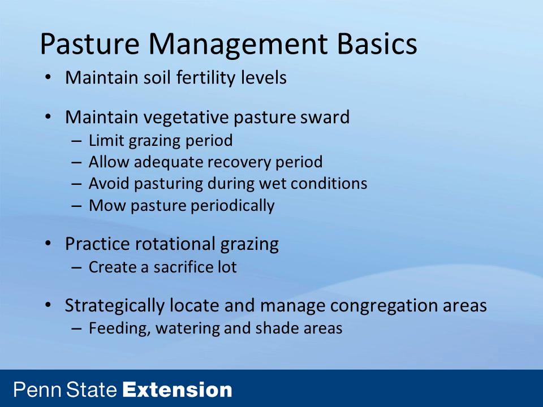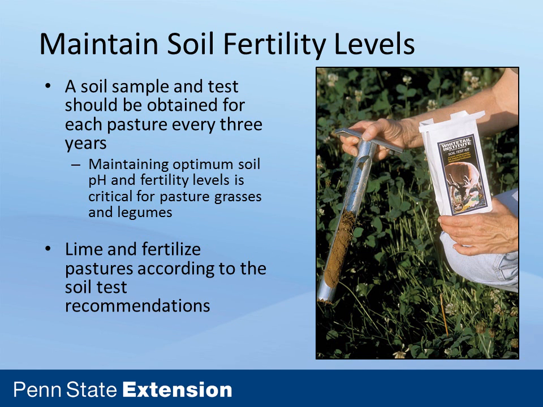We will introduce and briefly discuss four fundamental components of effective pasture management. They are maintaining soil fertility levels, maintaining vegetative pasture sward, practicing rotational grazing, and strategically locating and managing congregation areas in pasture. The first component of effective pasture management is maintaining soil fertility levels.